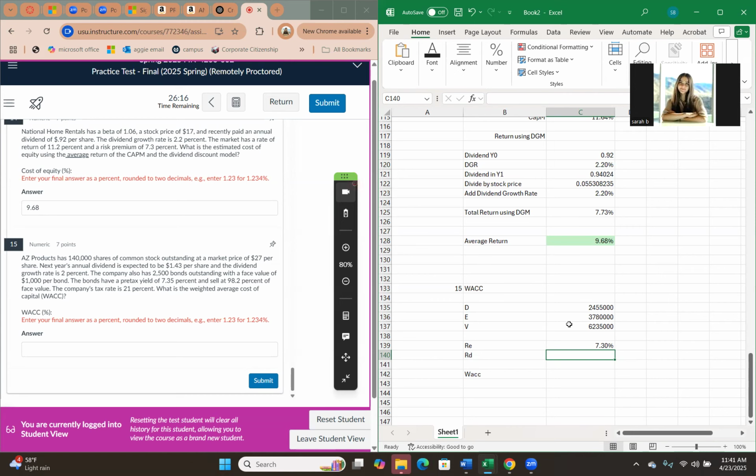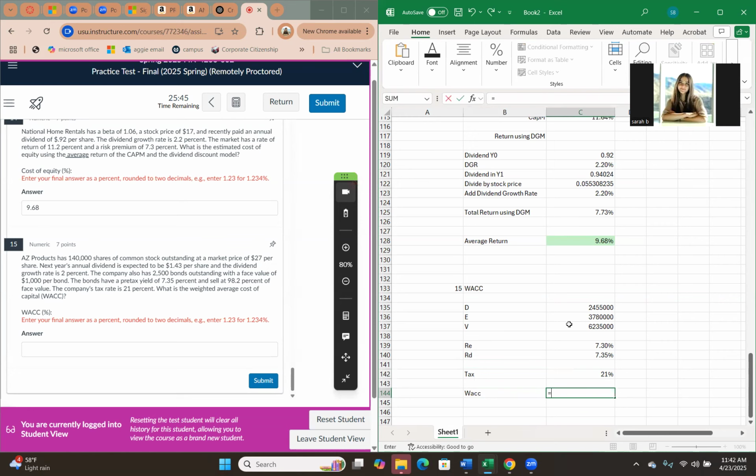So now we've got almost enough. We need to find the bonds' pre-tax yield of 7.35%. And then we need the tax rate, which is 21%. So now we have everything we need.